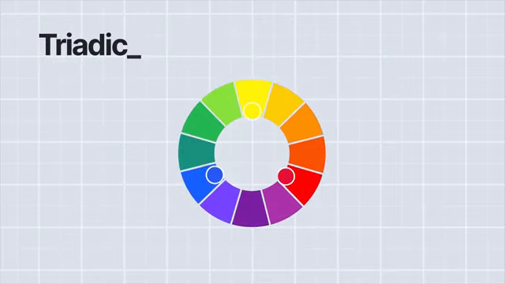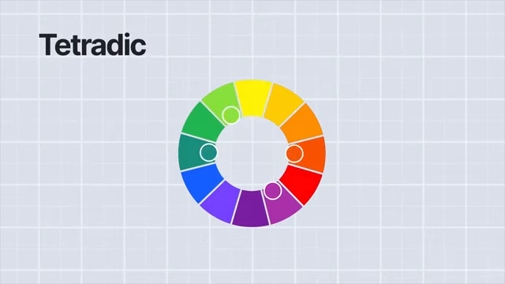Next up is triadic. This color scheme uses three colors that are evenly spaced on the color wheel, forming a triangle. Tetradic colors are two sets of complementary colors that form one palette. These colors work best when one of the colors is the dominant in the palette and the rest are used as accent colors. And last in this lesson, we have to take a look at color psychology.